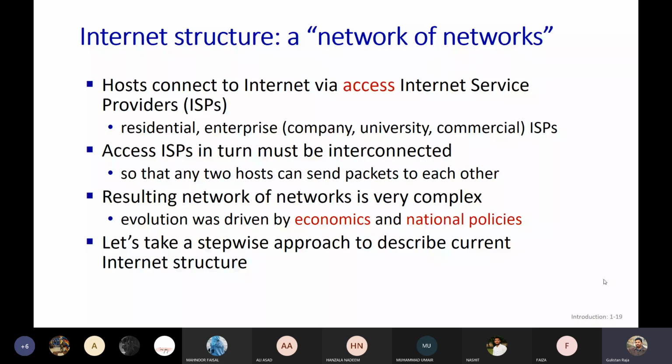So consequently, your network of networks is very complex. And its evolution is driven by economics, because ISPs charge for transmitting the packets. And there are also certain country policies. For example, one country may not allow any packets from some other country. So there are some national policies too. Therefore, we will look at a stepwise approach to find out how the internet looks, right? Ji? So let's have a look at the internet structure.